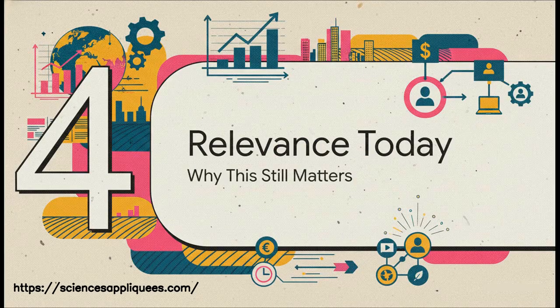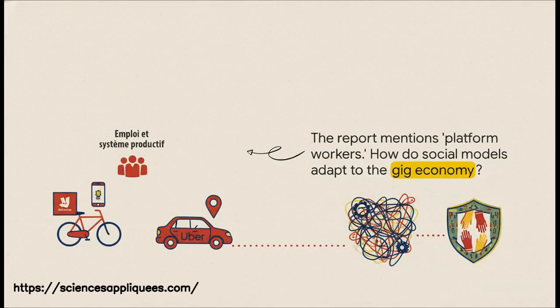Okay, let's zoom back out for a second. This report was written in 2019, which might seem like a while ago, but the ideas inside are more relevant today than ever. Let's connect the dots to the world we're living in right now. And you know what? The report itself gives us a perfect bridge. It mentions platform workers. Think about your Uber drivers or Deliveroo couriers.